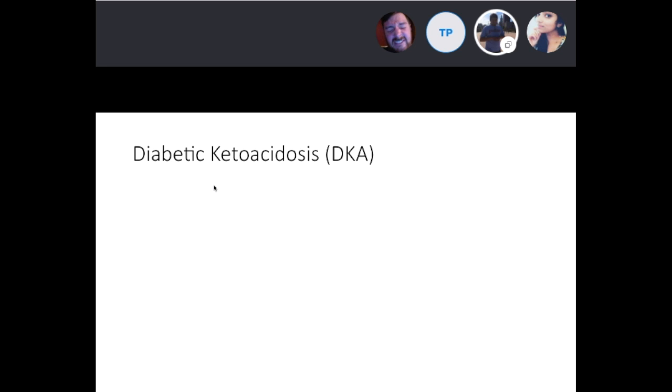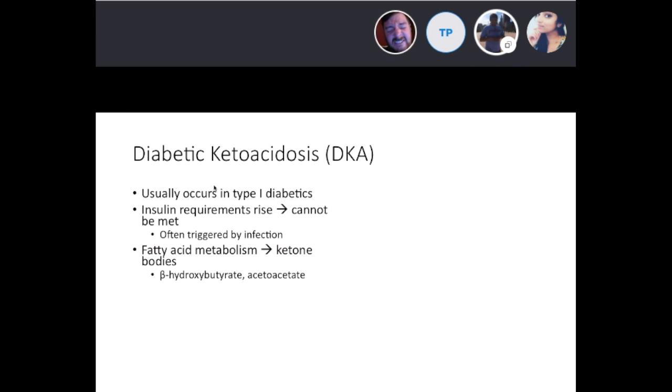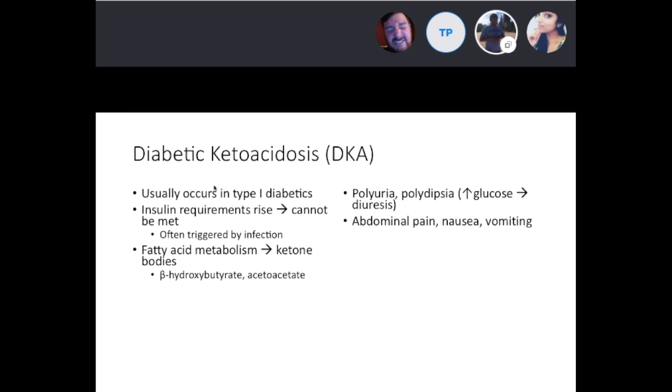And then diabetic ketoacidosis usually occurs in type 1 diabetics. Insulin requirements rise and cannot be met, often triggered by an infection. This is where you have your fatty acid metabolism and ketone bodies. These patients will present with polyuria, polydipsia. Polyuria because the glucose draws fluid into the tubules, and your urine output will increase. That will cause them to be dehydrated. So that's why you see the symptoms.